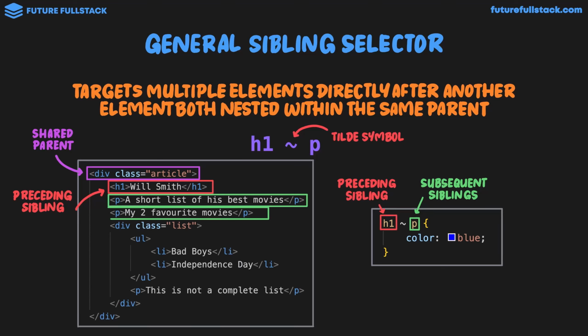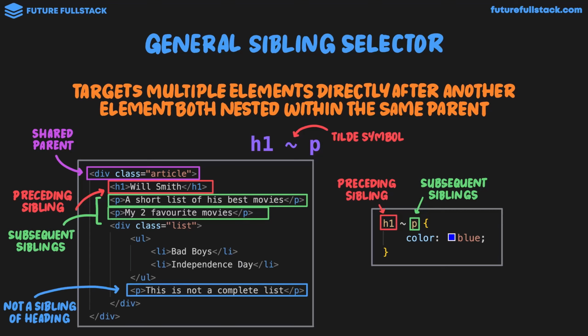So this paragraph over here is also selected. The first and second paragraph are both subsequent siblings of the heading. The paragraph down here is not a sibling of the heading, so it won't be selected. Let's look at this inside VS Code.